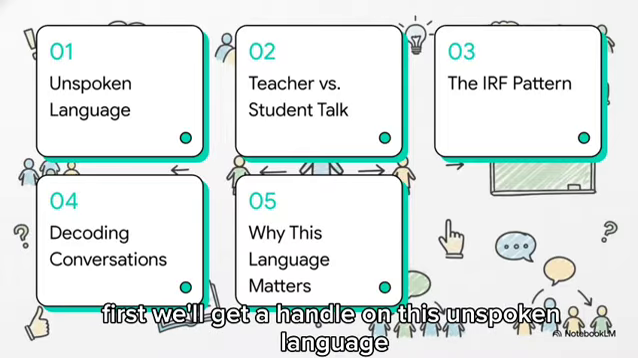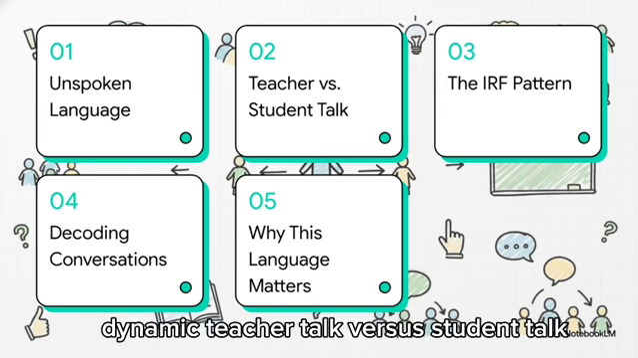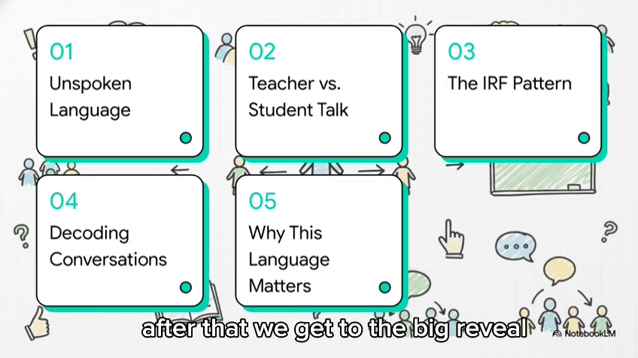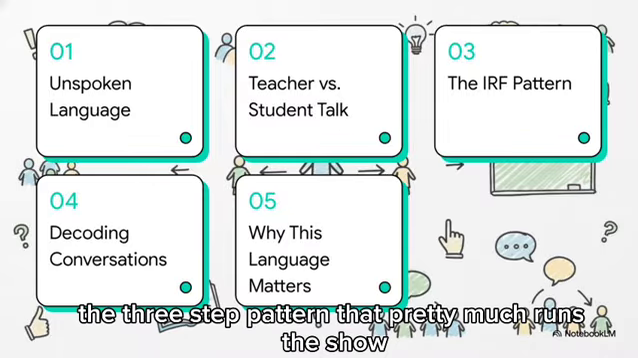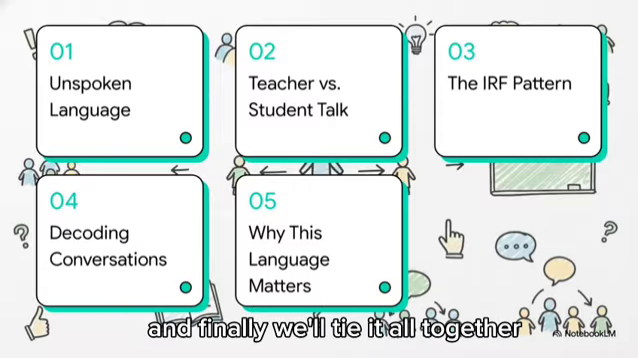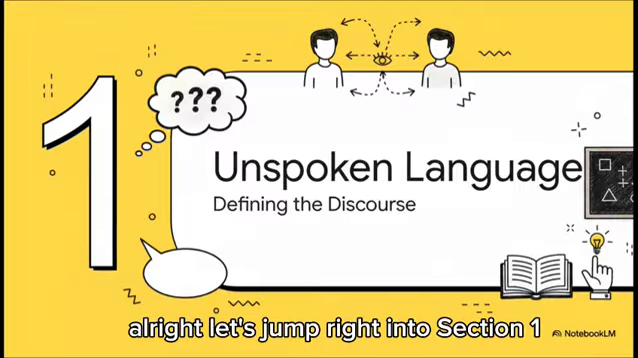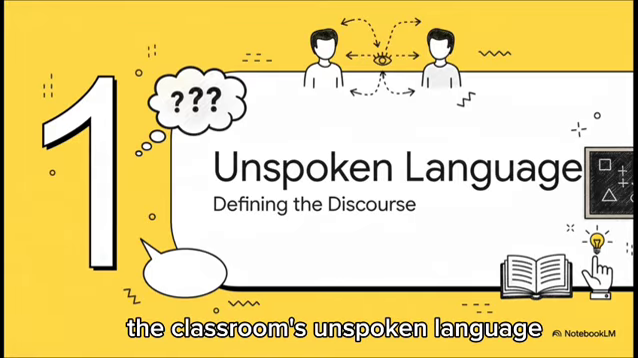Okay, so here's our game plan. First, we'll get a handle on this unspoken language. Then, we'll look at the classic dynamic, teacher talk versus student talk. After that, we get to the big reveal, the three-step pattern that pretty much runs the show. Then we'll see how researchers figure all this out. And finally, we'll tie it all together and talk about why this really matters. All right, let's jump right into section 1, the classroom's unspoken language.